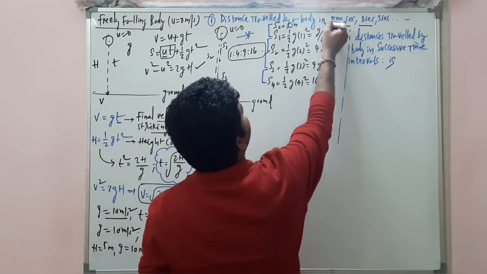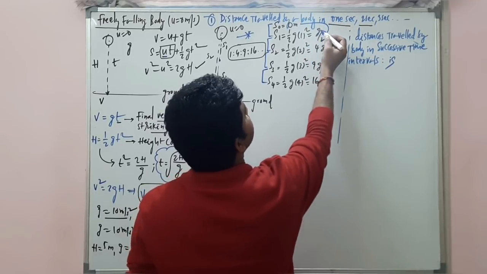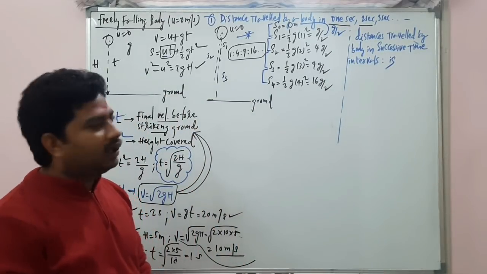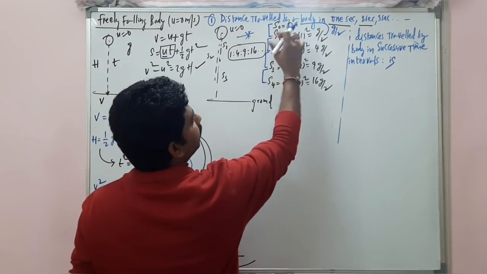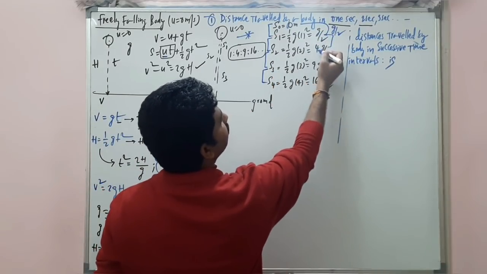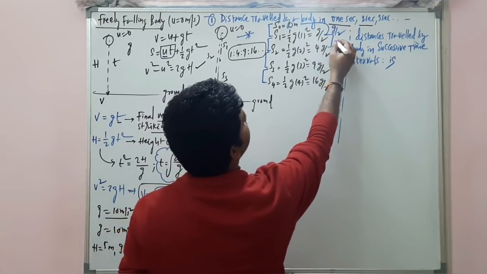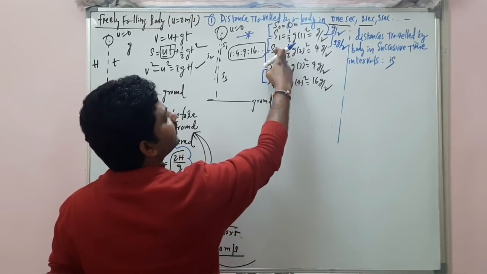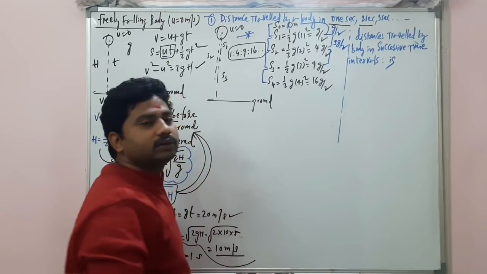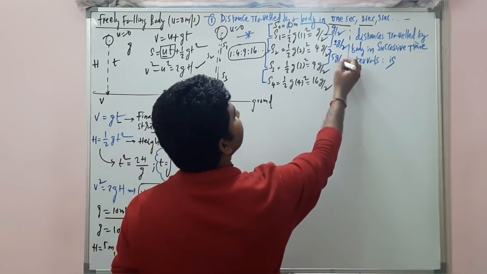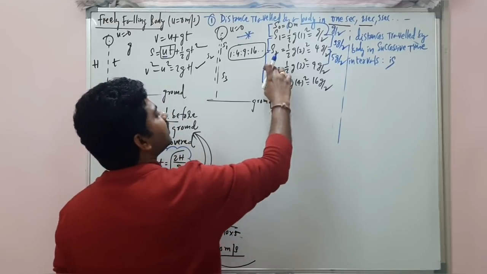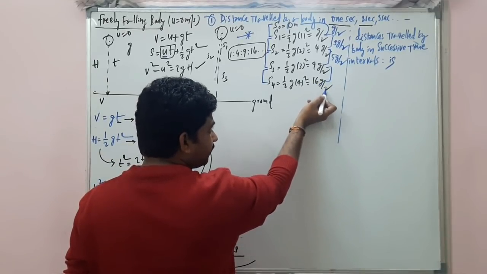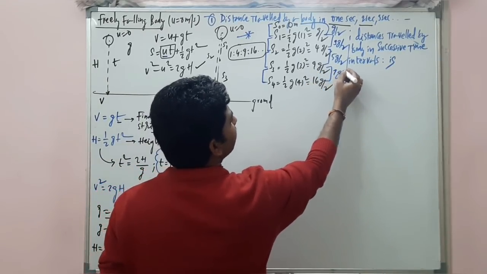In the first second, what is the distance travelled? g by 2 minus 0. It's g by 2. Did you understand? And the distance travelled by the body in the second second, so it is minus this: 4g by 2 minus g by 2. It's 3g by 2, my dear students. The distance travelled by the body in the third second is 5g by 2. And the distance travelled by the body in the fourth second is 16g by 2 minus 9g by 2. It's 7g by 2 here.